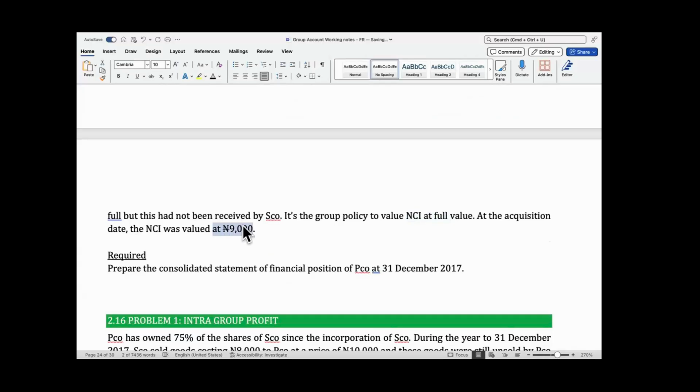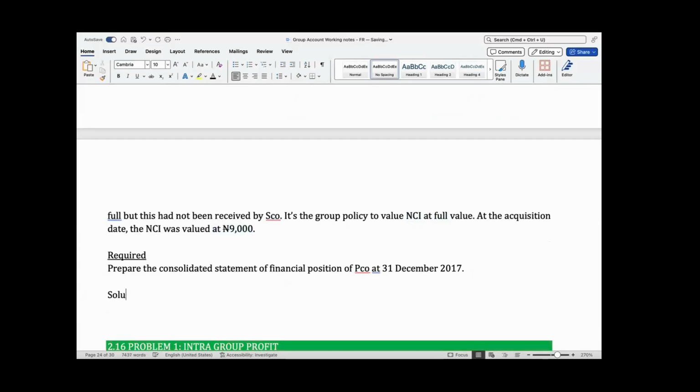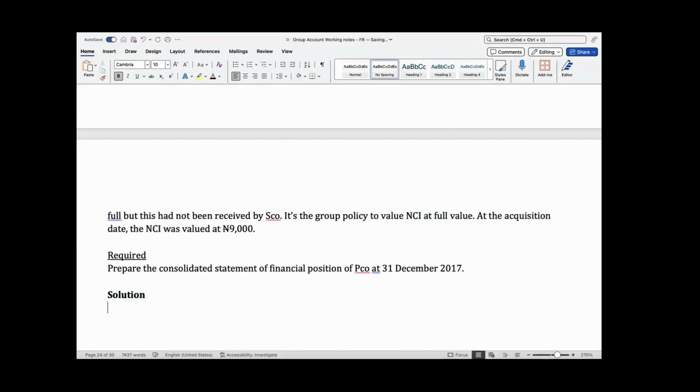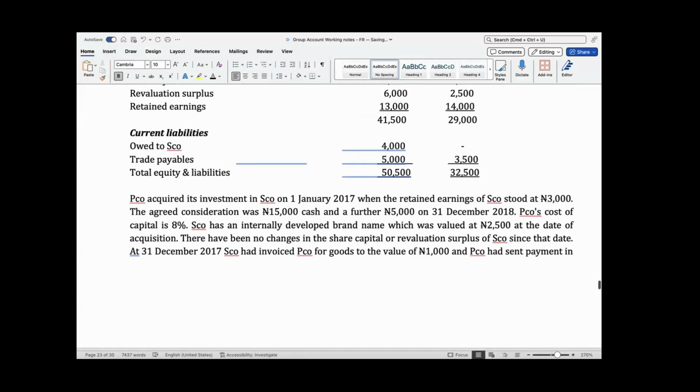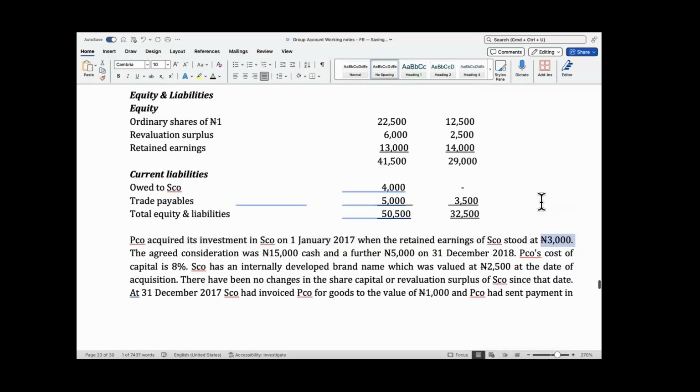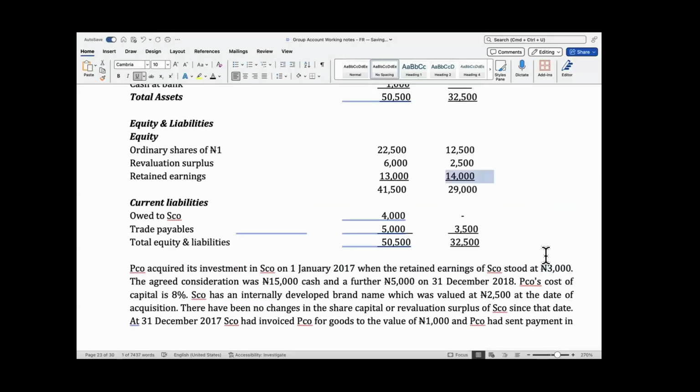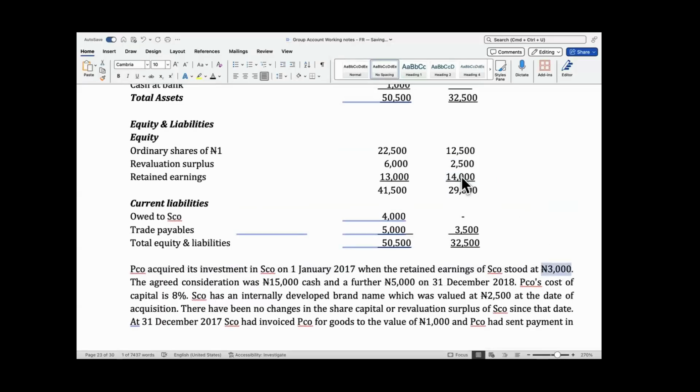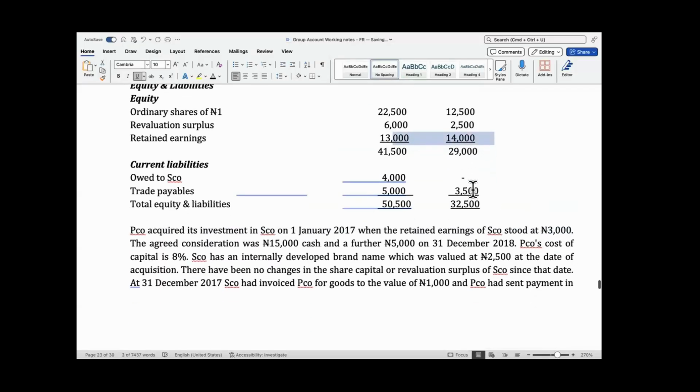Okay, good question. This one encompassed a lot of things I've taught you in one question. Fine, let's resolve it. A few things we need to quickly resolve here. The first one is normal. This first sentence: we acquired them in January and the retained earnings of ESCO is this. That means this is the pre-acquisition retained earnings. So out of this 14,000, 3,000 is pre. That means 11,000 is post. There is no issue with that.